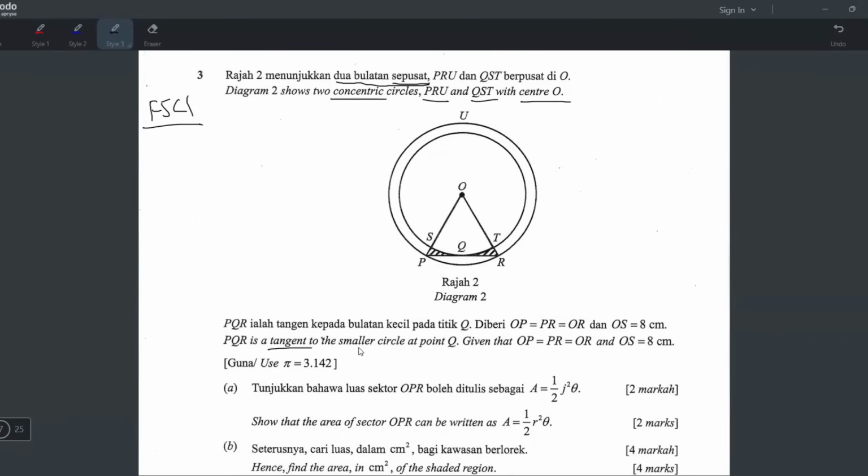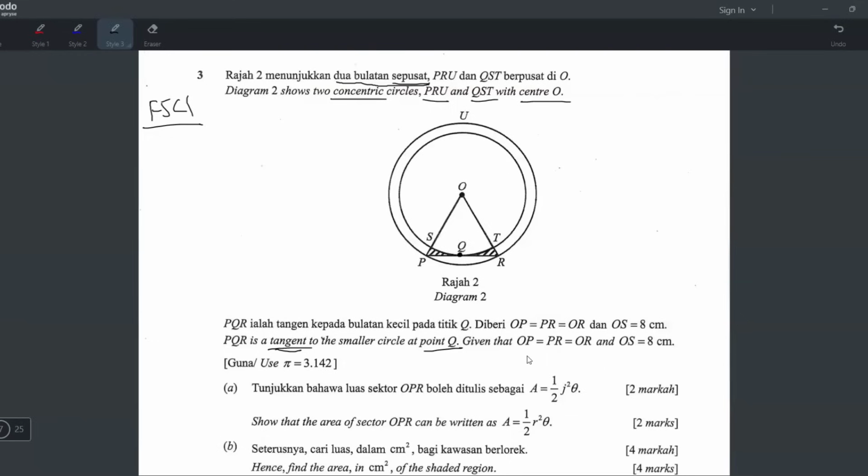PQR is a tangent to the smaller circle at point Q. Okay, where is PQR? It's this straight line right here, and they say it's a tangent to the smaller circle, and the tangent point is point Q. Tangent means this line will only touch this circle at one point, and it will be at point Q. When you touch the circle at one point, we call that a tangent point. And from the center of the circle, drawing to the tangent point is always 90 degrees. So we know that if I draw a line from O to Q, it will be 90 degrees.